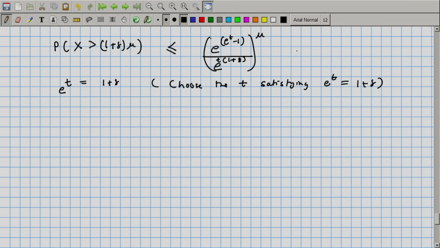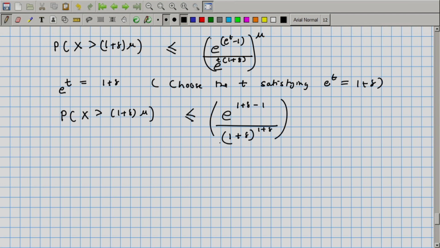Now, if we had chosen this as our value of t, we know that the probability that x is greater than 1 plus delta times mu is going to be less than or equal to e raised to 1 plus delta minus 1, divided by 1 plus delta, the whole raised to 1 plus delta, the whole raised to mu. This is equal to e raised to delta by 1 plus delta, the whole raised to 1 plus delta, the whole raised to the power mu. So, this is the probability that x is greater than 1 plus delta times mu.